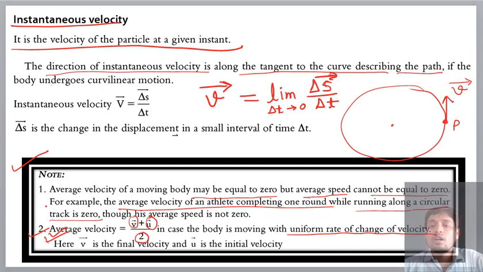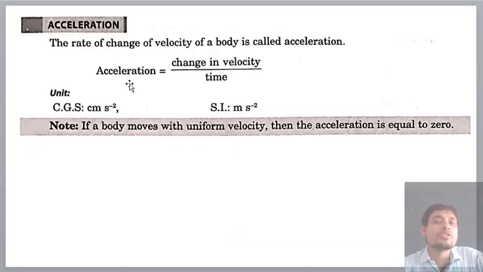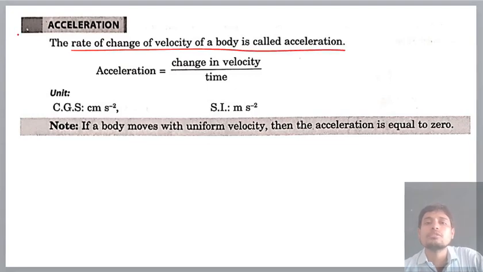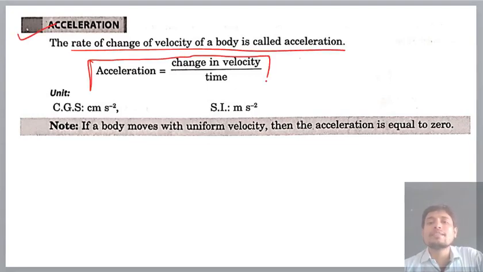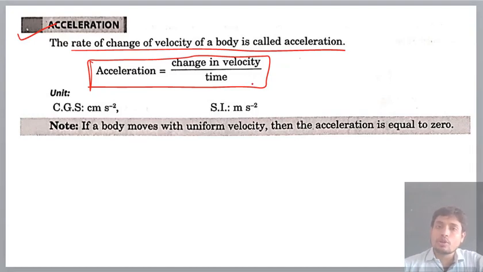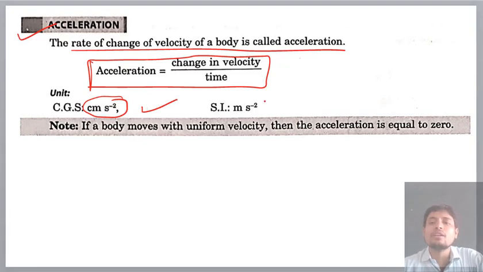Now come to one point, rate of change of velocity. What is the rate of change of velocity? Let's discuss it. This is called acceleration. The rate of change of velocity is called acceleration. And the formula for acceleration is change in velocity upon time. Rate of change of displacement is called velocity, and rate of change of velocity is called acceleration. The CGS unit of acceleration is centimeter per second square, and the SI unit is meter per second square.